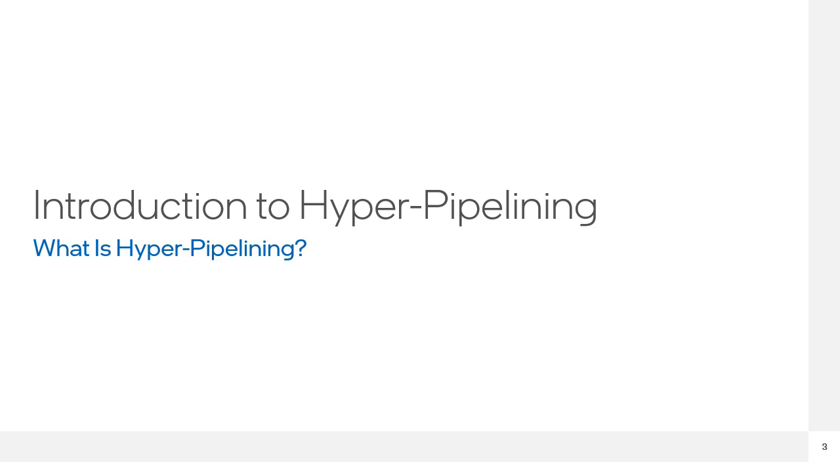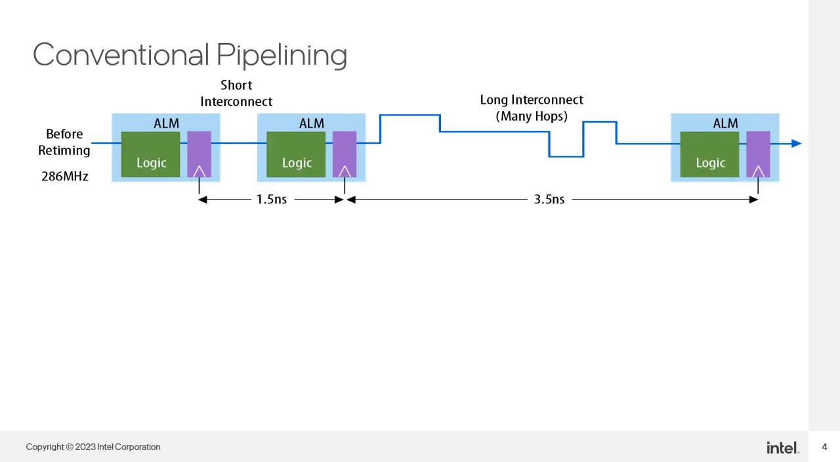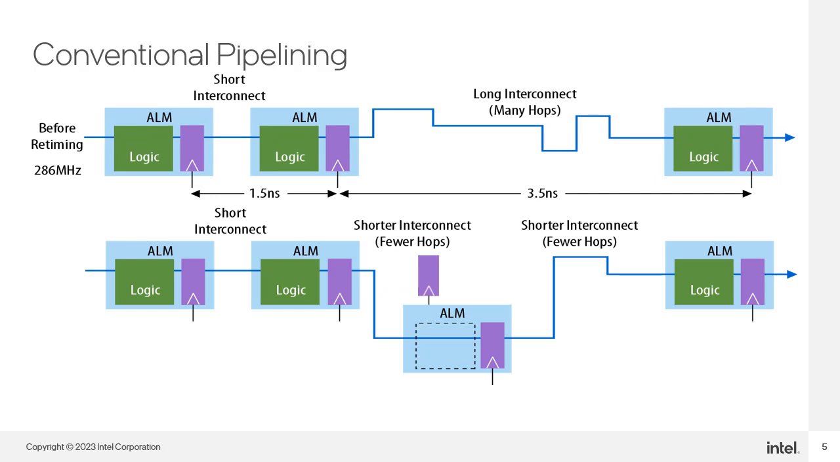Let's start with HyperPipelining and how it differs from traditional pipelining. In order to understand HyperPipelining, let's review how conventional pipelining works. In this example, we have a long delay between two registers. By inserting an extra ALM register stage, we can cut that long combinational path so that the clock can be run at a higher rate.